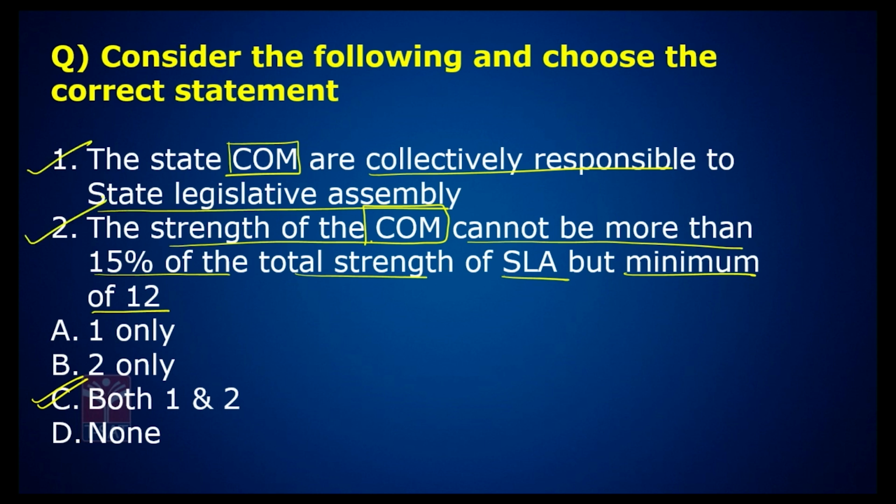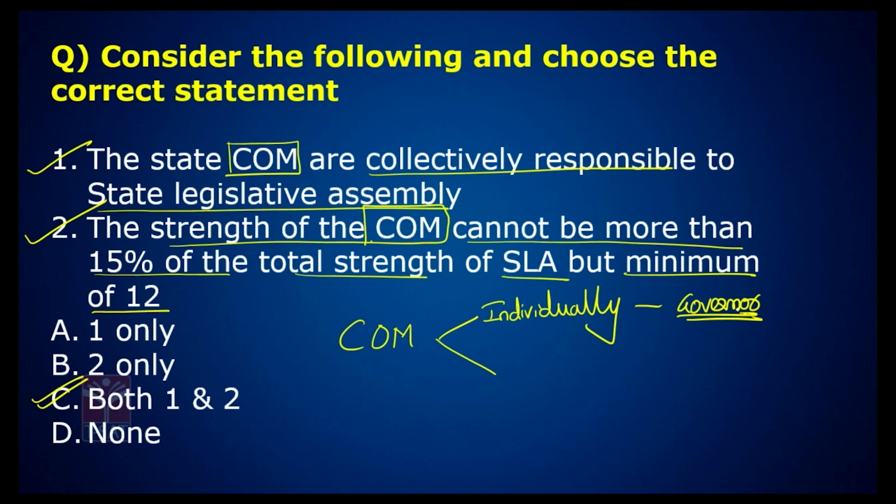Now let me explain. The State Council of Ministers is individually responsible to the governor, because the governor can remove the Council of Ministers anytime, and the State Council of Ministers is collectively responsible to the State Legislative Assembly. Important for the exam: individually responsible to the governor and collectively responsible to the State Legislative Assembly. Look at the second statement.